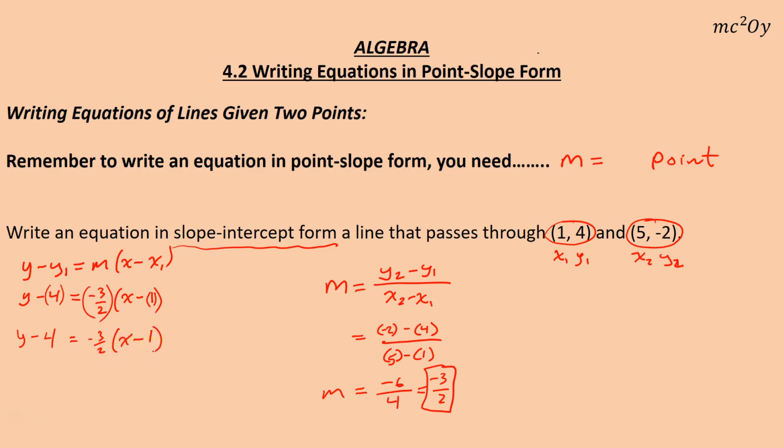And then it says slope-intercept form, so I actually have to multiply this out. So to get from point-slope form, which I was in right here, this is point-slope.